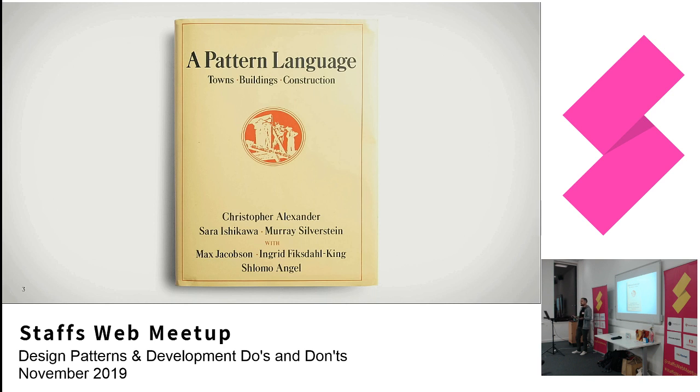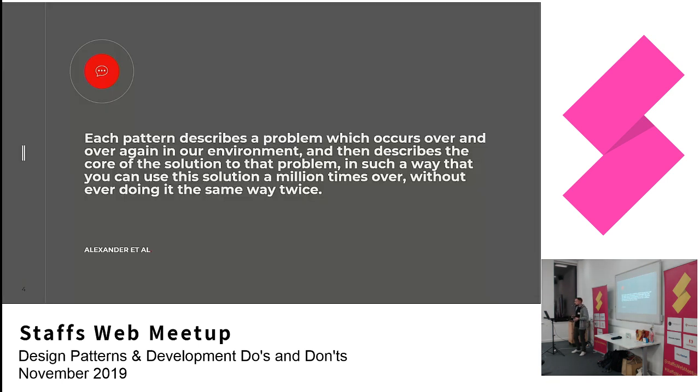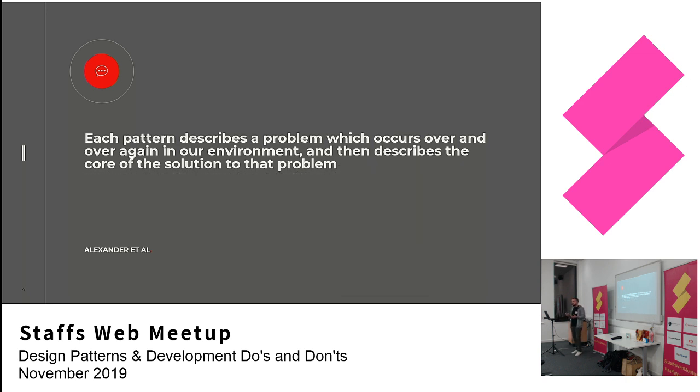Context for when the pattern applies, a general solution for the pattern, and in the book they give this definition of a pattern that says each pattern describes a problem which occurs over and over again in our environment, and then describes the core of the solution to that problem in such a way that you can use it a million times over without ever doing it the same way twice. And the core of that quote is each pattern describes a problem and it gives the core of the solution to the problem.